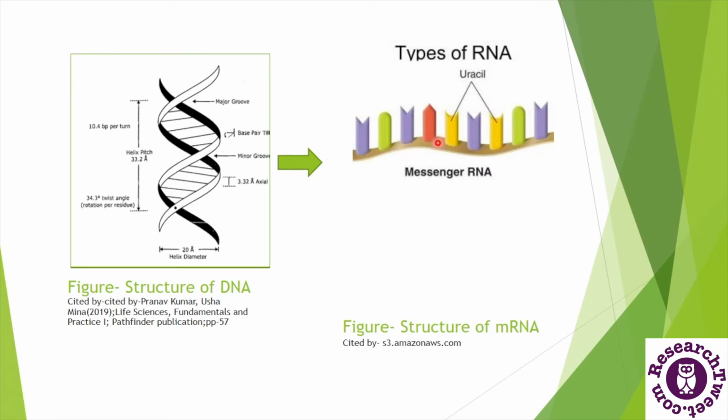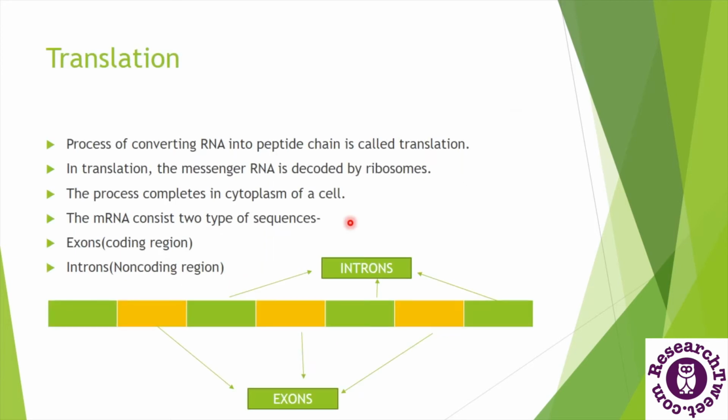So the process of synthesizing RNA from DNA is called transcription. In this diagram, we can see the single-stranded molecule of mRNA having nucleotide sequences which are adenine, guanine, cytosine and uracil. Now after the transcription completes, the mRNA moves from the nucleus to the cytoplasm of the cell. Here, with the help of ribosomes, it decodes its triplet codons and synthesizes a polypeptide chain or protein.